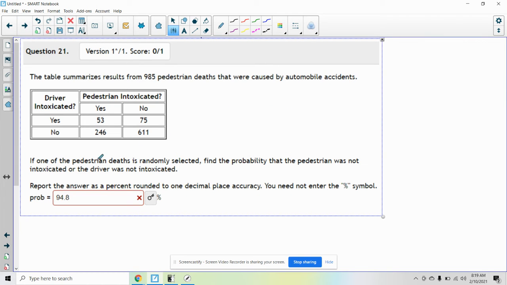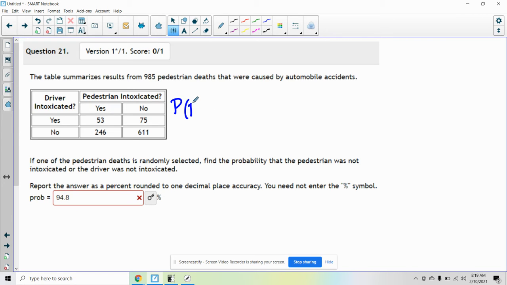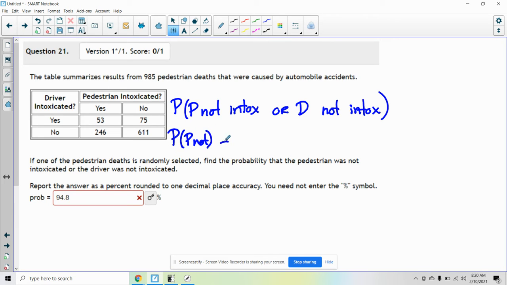Okay, 21 says if one pedestrian death is randomly selected, find the probability the pedestrian was not intoxicated or the driver was not intoxicated. So we're saying probability of ped not intoxicated or driver not intoxicated. So we're going to use the or formula. This is going to be the probability of the first thing, probability of ped not, plus the probability of driver not, minus the probability of both.